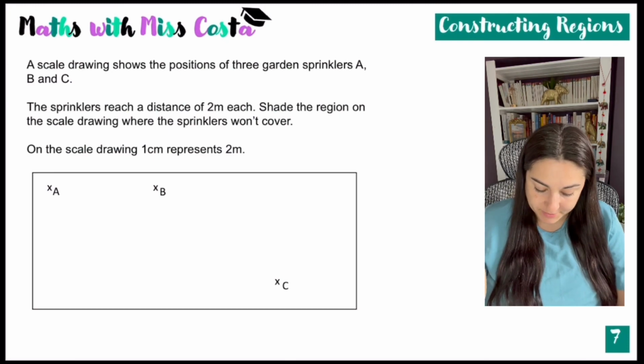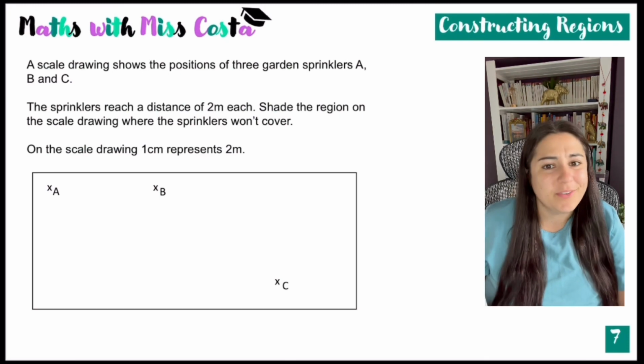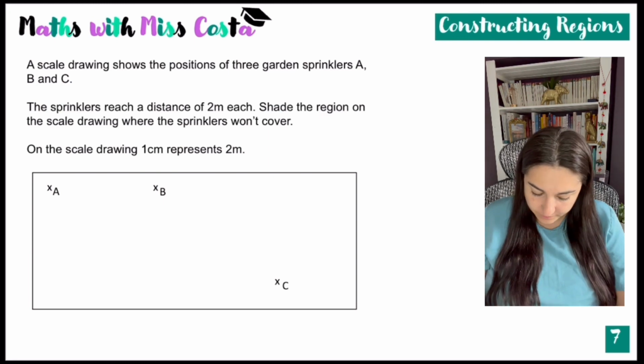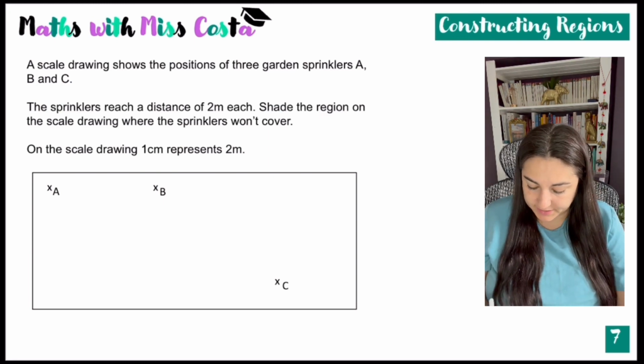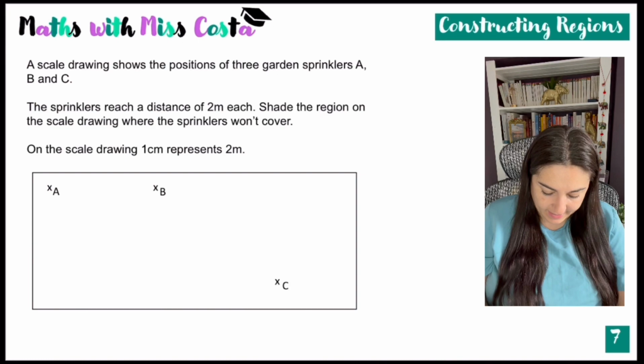Okay, so when I am constructing a region, I'm going to want to use a compass and a ruler. So it tells me that a scale drawing shows the positions of 3 garden sprinklers, A, B and C.